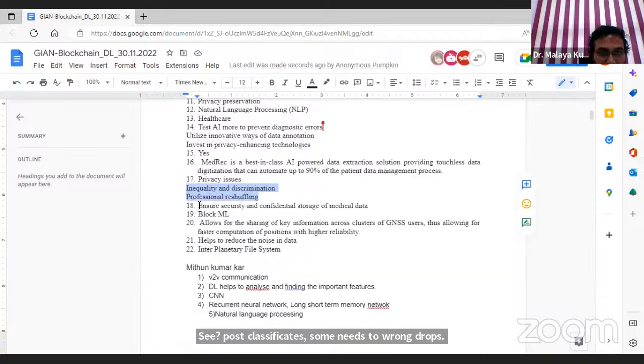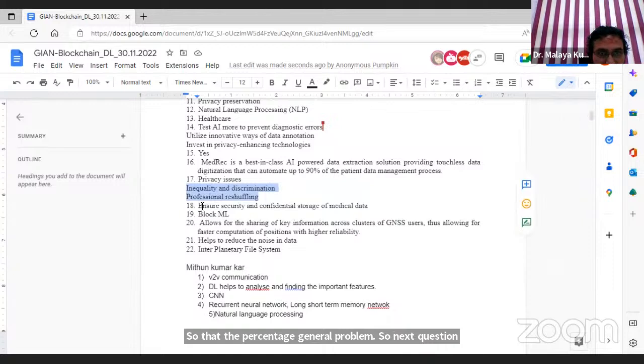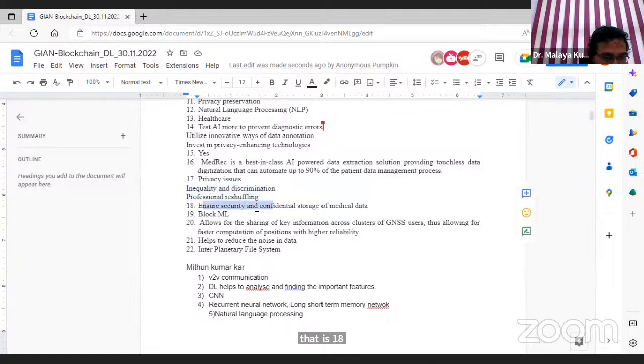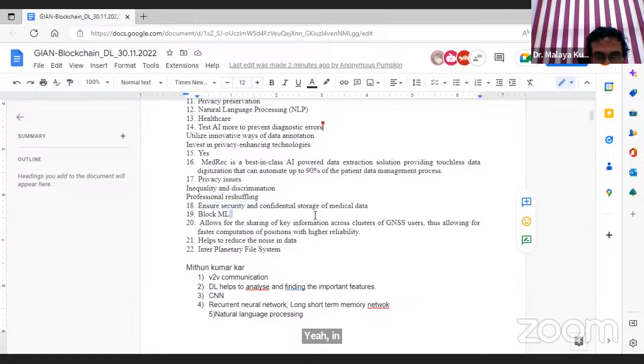So the next question, that is 18. What are the advancements of using blockchain AI in healthcare? Ensure security. Yes, security is the major thing, and for that reason we are using blockchain AI in the case of healthcare as well.